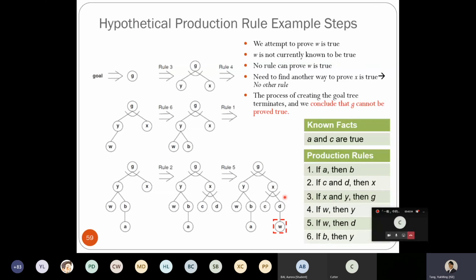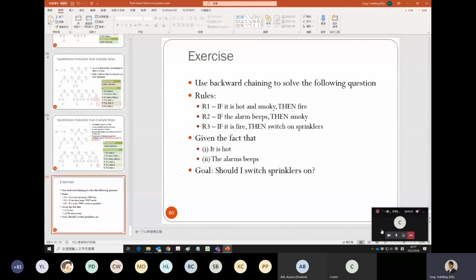Remember, when you apply rule-based reasoning, first of all, you need to represent the question using the state space representation. Secondly, you need to think about the control strategy, depth first search or breadth first search. And thirdly, you need to use the forward chaining or backward chaining approach. That's all for my PowerPoint presentation today. Do you have any questions?